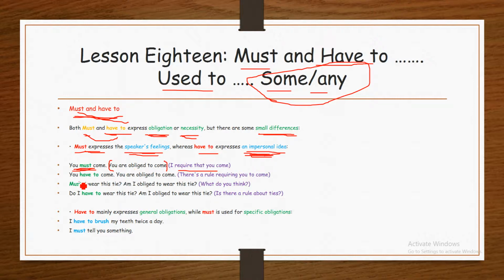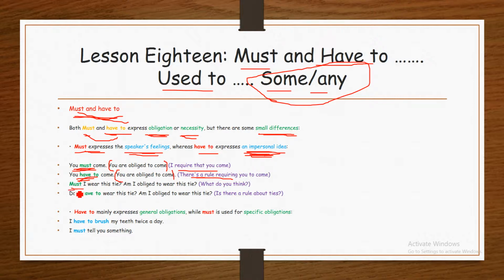You have to come home. You are obligated to come home. You are obliged to come home. There is a rule. Have to is not a personal idea. It is an impersonal idea. There is a rule requiring you to come. It's not the speaker's feeling. There is a rule requiring you to come home.